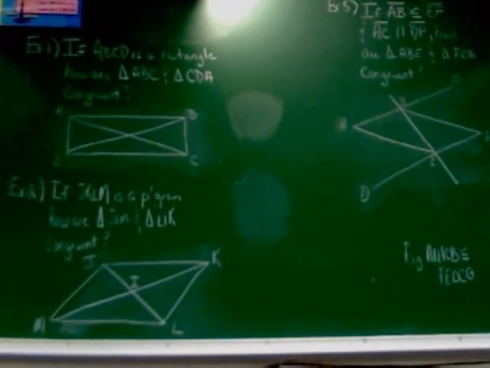Okay. Take a look at example 1. It says that ABCD is a rectangle, and they want to know how triangle ABC and triangle CDA are congruent.